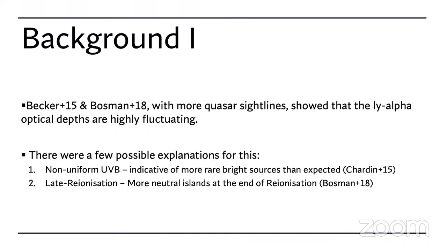And there are a few possible explanations for it. The two that make the most noise are a non-uniform ultraviolet background, which is indicative of having a lot more rare bright sources than we would expect. And the second is a late reionization, so you have more neutral islands towards the end of reionization. In reality, it appears to be both of these plus something non-trivial extra. But let's focus on the late reionization.